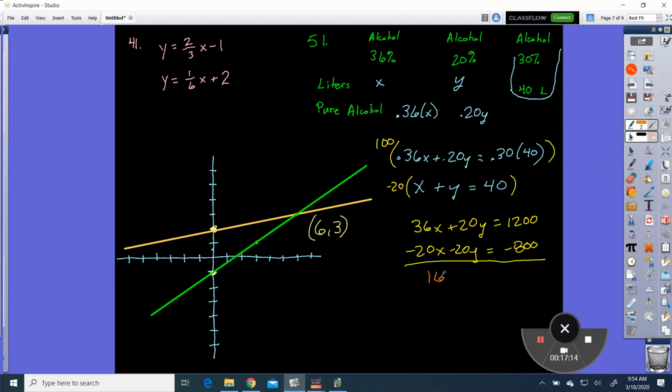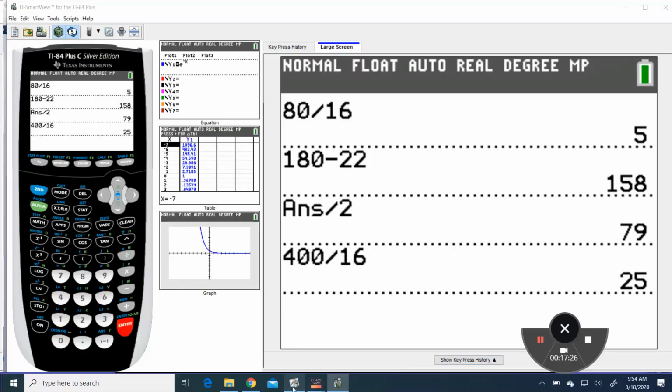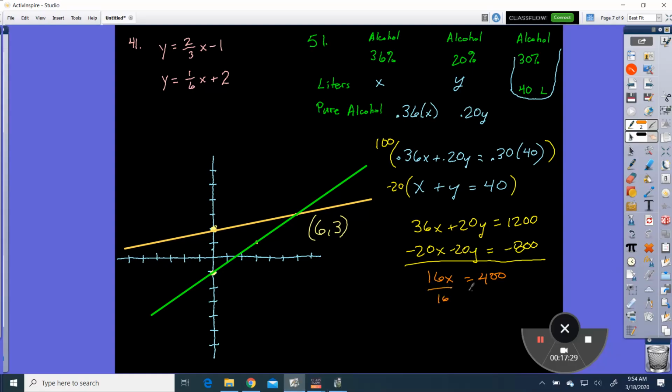36 minus 20 is 16. 1200 minus 800 is 400. So I go to my calculator. I'm going to go 400 divided by 16, and it says it's 25. So x equals 25. Remember, x plus y has to equal 40. Well, that means the y is 15 because 25 plus 15 is 40.